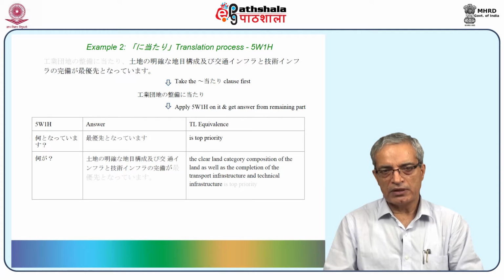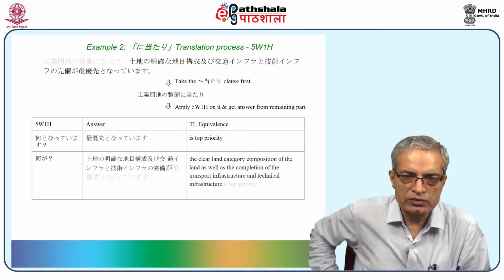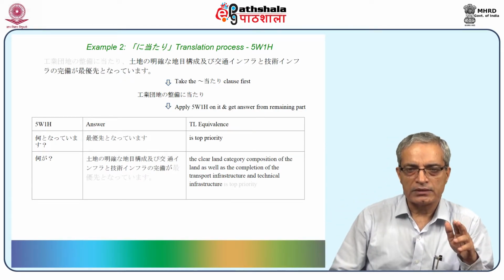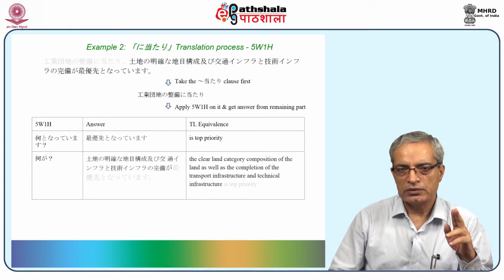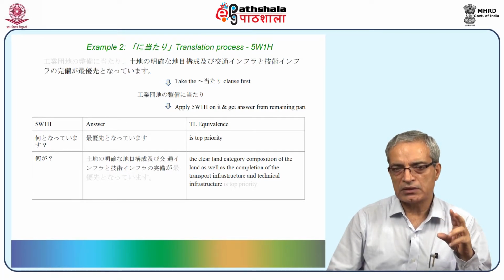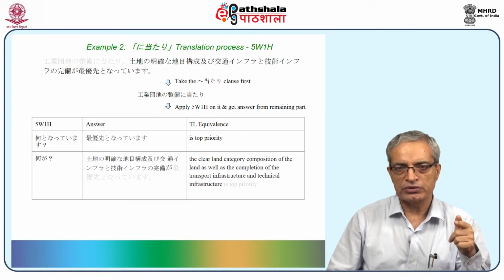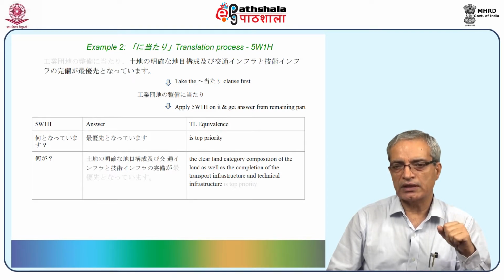Now let's go for the remaining part, putting questions for the remaining part. Nani ga nattemasu ka, and it is saiyusen to nattemasu. So it is the top priority, and what is it? Tochi no me kakunaku jimoku kose oyobi kotsu infra to gijutsu infra no kanbi ga. So kanbi means completion of something, and the rest is quite clear: the clear land category, composition of the land, as well as the completion of the transport infrastructure and technical infrastructure.